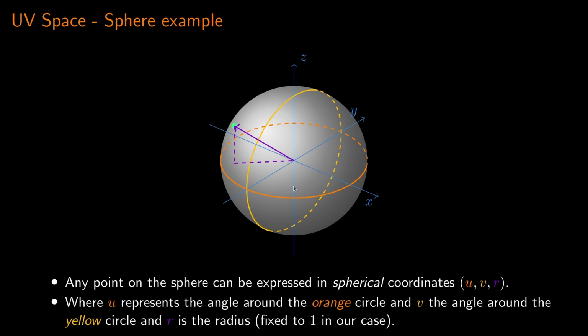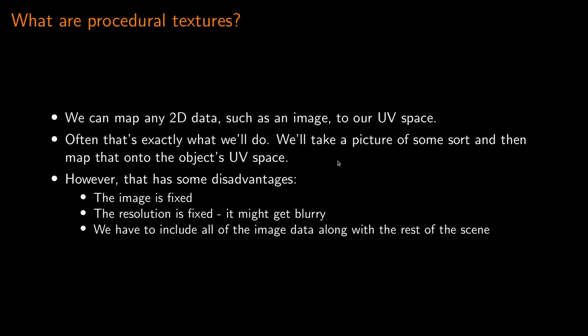And then we simply have to find a mathematical way to map from our position in three-dimensional space into two-dimensional UV coordinates. So, what are procedural textures? Well, we can actually map any 2D data, such as an image, to our UV space, and indeed we have already looked at that. I did an episode a few episodes ago where we looked at image textures.